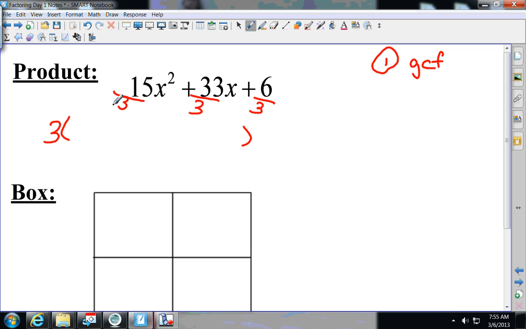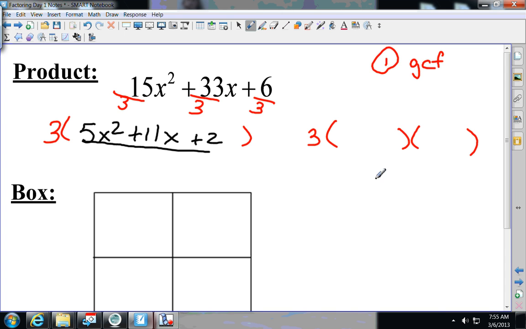15 divided by 3, 5x squared. 33 divided by 3, 11x. 6 divided by 3, 2. This is what goes in the box, okay? But my answer's got to have the 3 in front of it. So don't forget the 3. That'll be something that happens a lot.